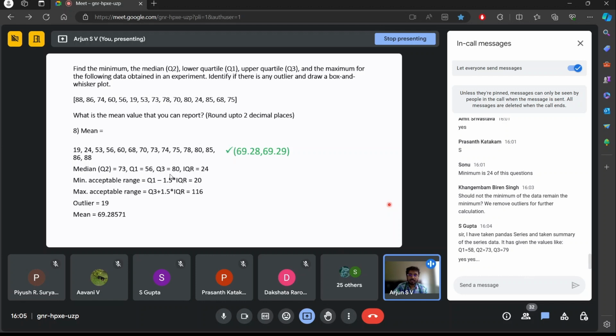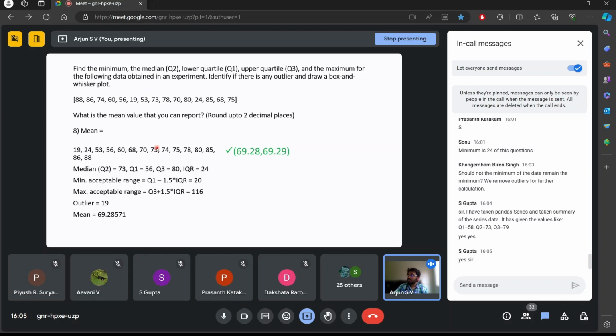Another thing is that different people have different methods of calculating these. Pandas would have taken values from 19 to 73. They would have included 73 as well for the calculation of Q1 and Q3. One second, I'm coming later to your doubt as well. So if you include 73 as well, you will get Q1 as 56 plus 60 divided by 2, which is 58. And then Q3 will be 78 plus 80 divided by 2, which is 79.